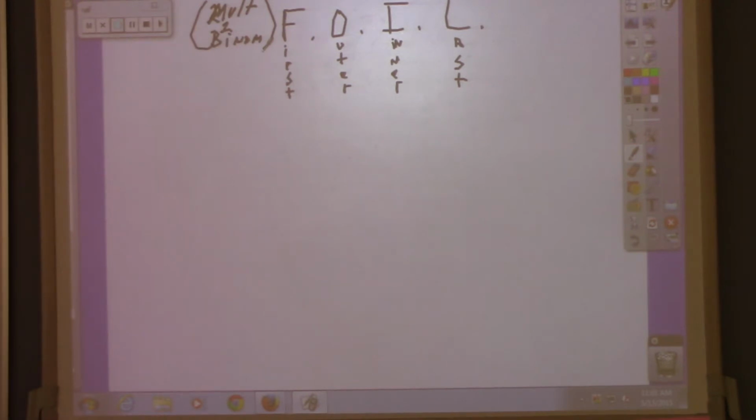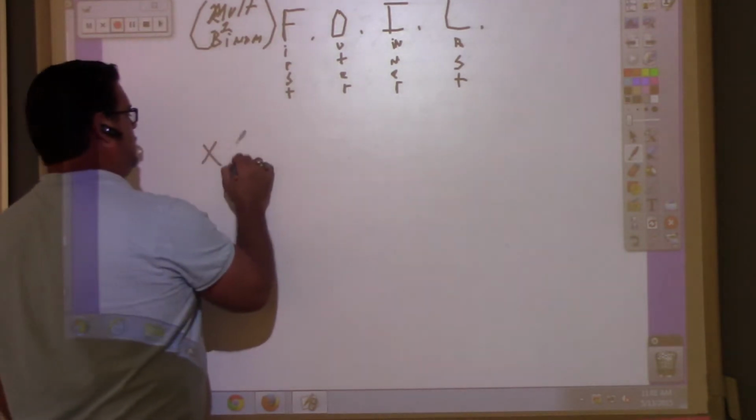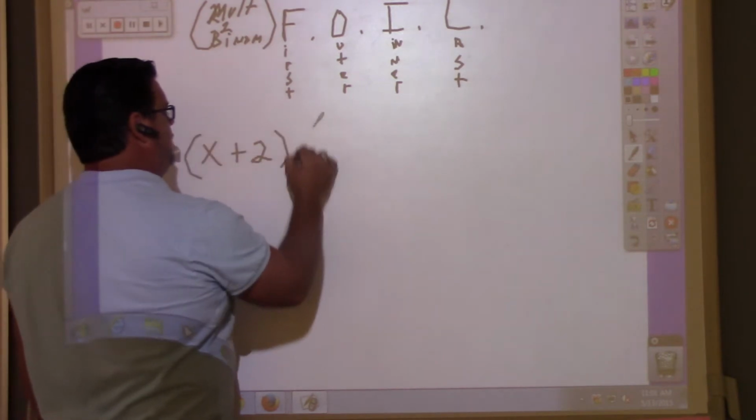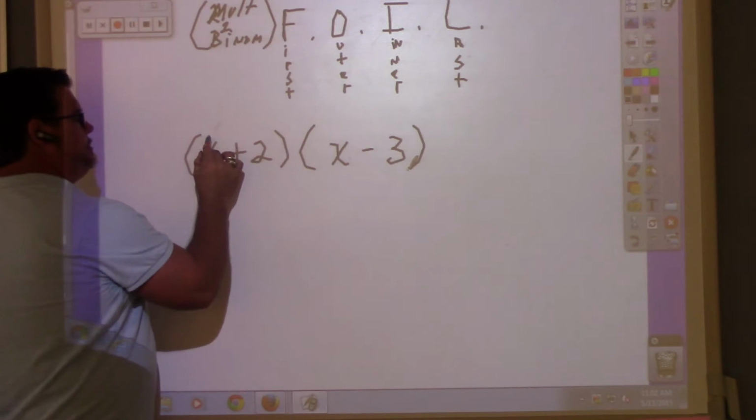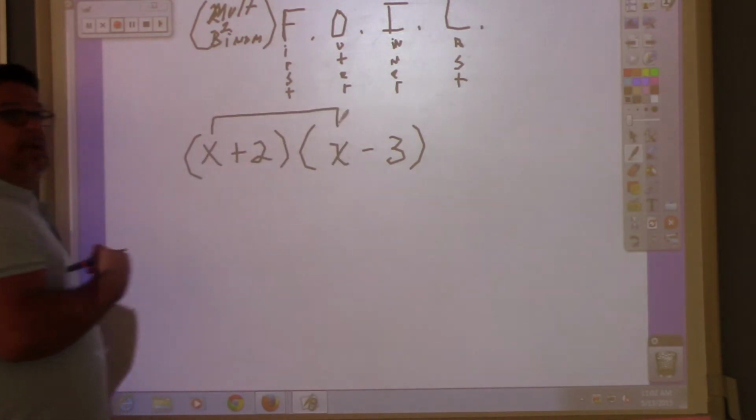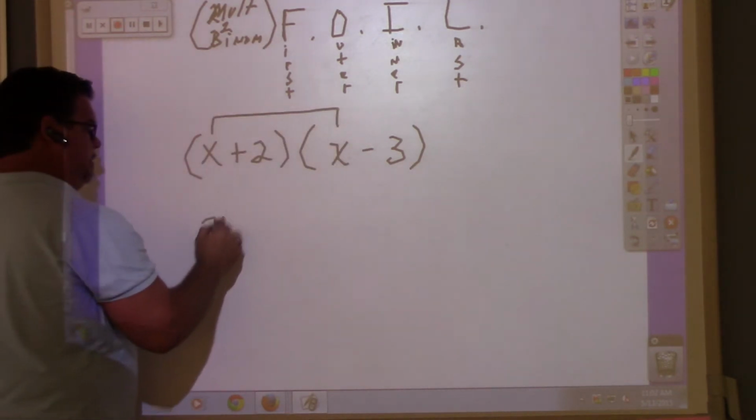Now, if you multiply a binomial times a trinomial, you have to go back to the grandfather rule of distributive law and just work your rear end off because it just distributes the first term, you distribute the second term, and then combine like terms. So x plus 2 times x minus 3. Okay, first, x times x is x squared.